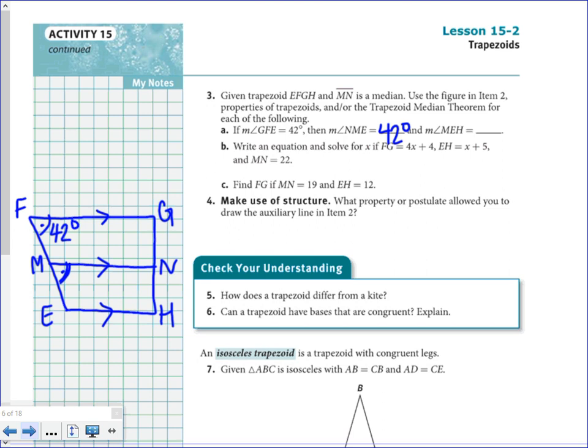Then they ask us about the measure of angle MEH, which is here. These two angles are not congruent. They are called same side interior angles. And so if this one is 42 degrees, this one is going to be supplementary to that, which is going to be 138 degrees.